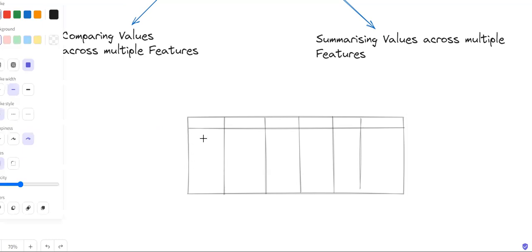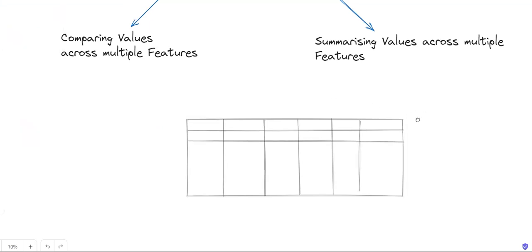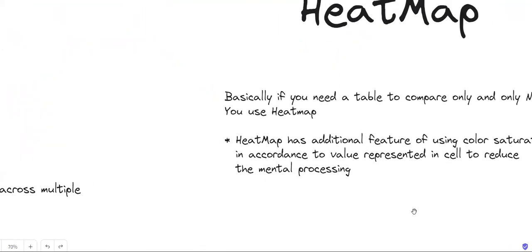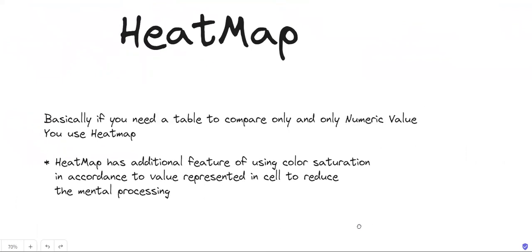Moving on, let's go to your next topic, which is heat map. Okay, so basically a heat map is a table. ठीक है? But in a heat map there is an additional feature of color saturation. ठीक है? आपकी आंखों को कम स्ट्रेस आने के लिए, कम स्ट्रेन आने के लिए, you can compare the values, ठीक है, based on the color. This is what a heat map is. Okay, let me show you a good example of a heat map.